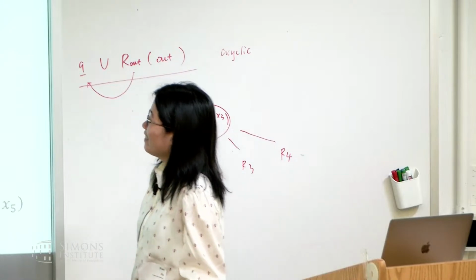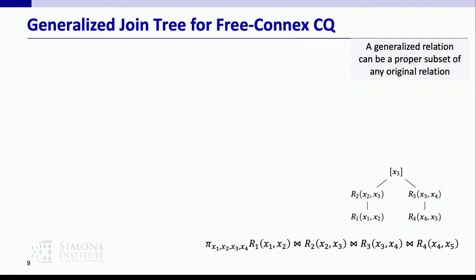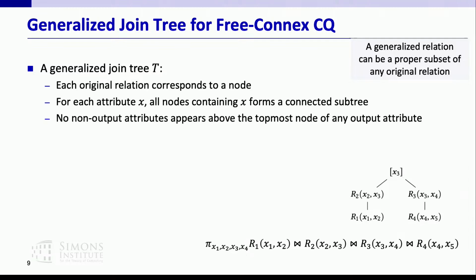Great. Okay. We talk about the frequency query in a dynamic setting. We need a more complicated join tree. Now we generalize the previous join tree by introducing the generalized relation. The generalized relation can be a proper subset of any original relation in the body of the query. It is still a tree structure, and the first three conditions are almost the same. The fourth one is that a generalized relation appears above any original relations.